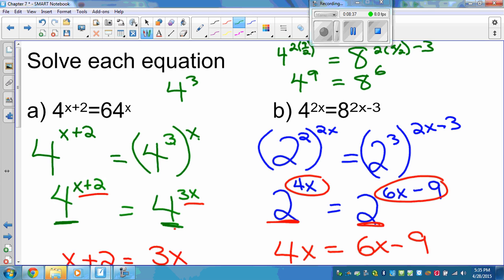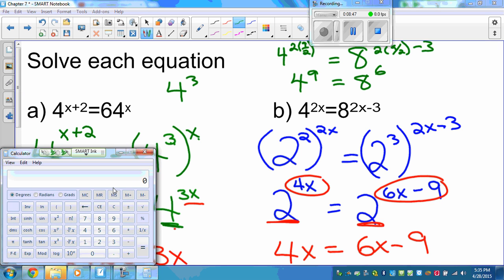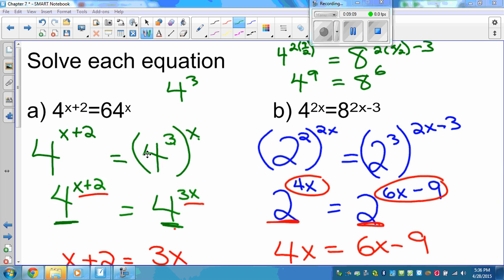Are those equal? Well, we're going to have to use our calculator. So get out your calculator, 4 to the power of 9. 262,144. Okay, and is that the same as 8 to the power of 6? Look at that, same thing. So we've also checked it and we know that it's true.